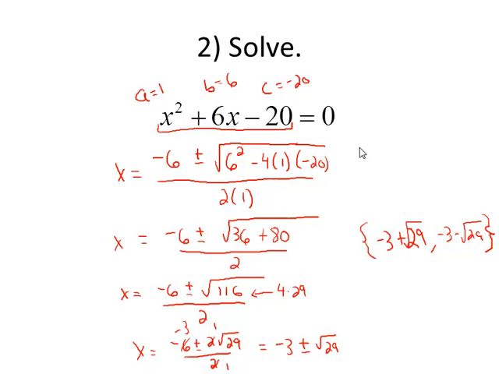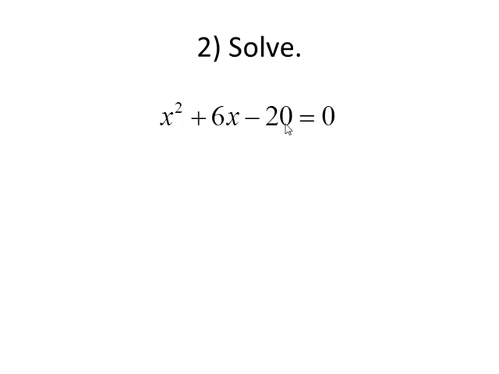Now for this one, I wanted to show you that we could have solved it by completing the square as well. And compared to this, that may have been a little easier. Recall, for completing the square, we want to move the constant away from the variable terms. X squared plus 6x equals 20. I'm going to take the coefficient b, 6, divide it in half, and square it. Half of 6 is 3, and 3 squared is 9. So I'm going to add 9 to both sides.